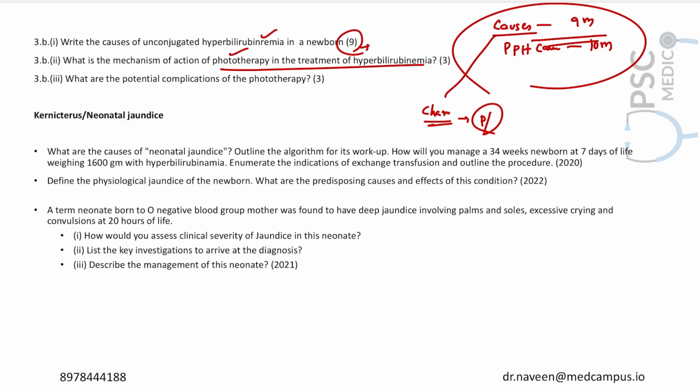And what is the mechanism of action of phototherapy? How it will work? You know, right? Structural isomerization. What are the complications which can be seen? You have to cover the eyes. Dehydration can be, burns can be a possibility, right? So these are all the complications. Also, when phototherapy is going on, breastfeeding is at stake. You have to take care of that also, right? Hypothermia can be there.